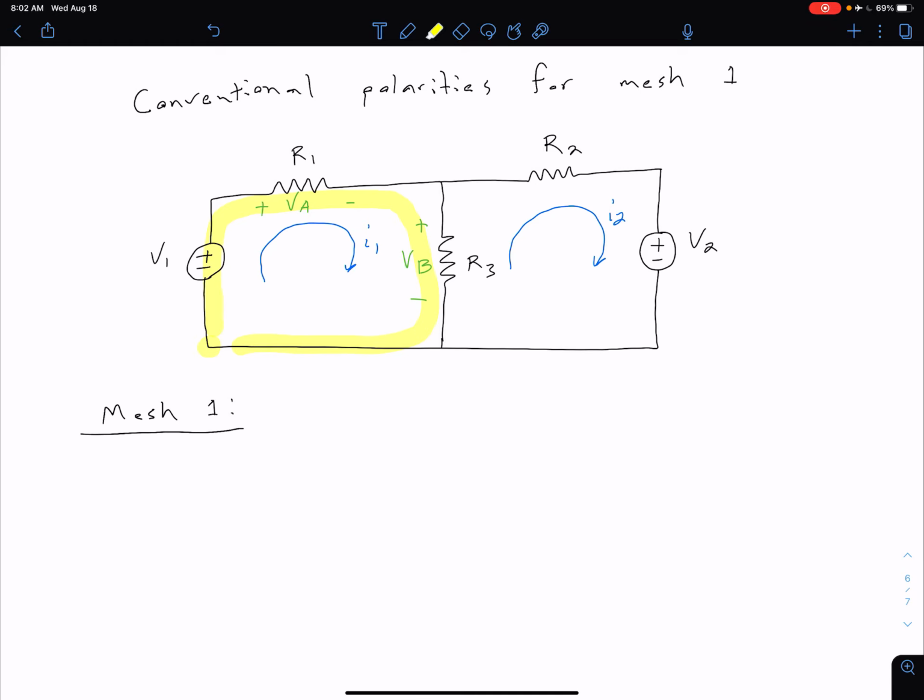We end where we start to make a loop, of course, and we're just setting the sum of those voltages equal to 0. So first we go through this voltage source V1. Note that we're hitting that negative terminal first, so that's going to be a negative V1. Next, we're going through this voltage VA. We hit the positive terminal first, so that's going to be plus VA. And then finally, we go through this voltage VB. Again, we're hitting that positive terminal first, so we say plus VB. We're back where we started, so we can set that equal to 0.